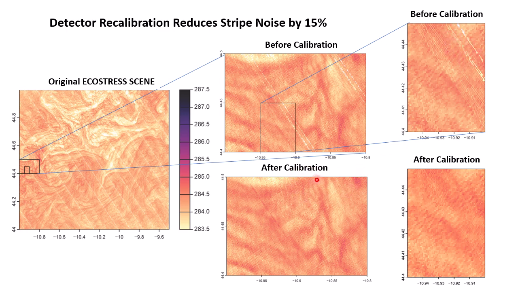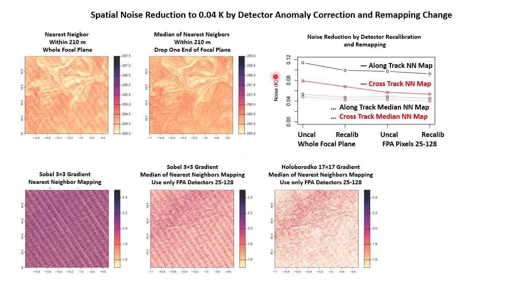But after we've done our calibrations, the checkerboard pattern is largely gone, both in this scale image and in this larger scale image. So the calibration works for reducing stripe noise once we take into account that anomaly along the focal plane. We can also reduce focal plane noise by the way we do the geolocation mapping. The way it's normally done is by a nearest neighbor calculation. So you pick the nearest neighbor within 210 meters of the target point. Using the whole focal plane, you end up with stripes there.